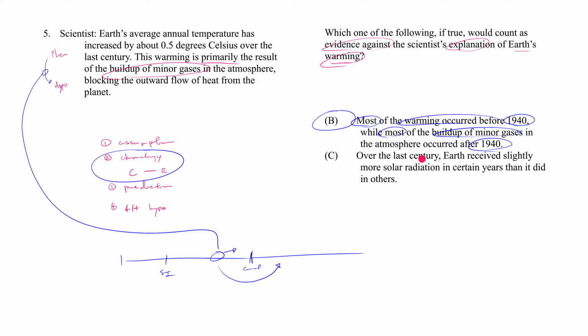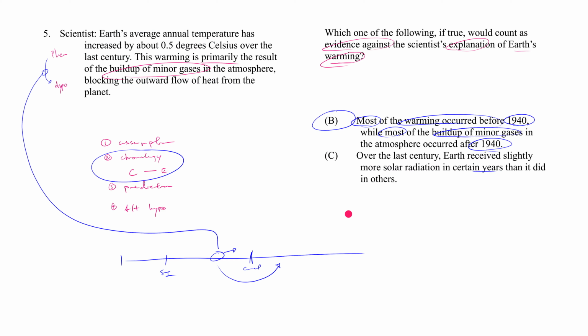C says, over the last century, Earth received slightly more solar radiation in certain years than it did in others. Doesn't this sound exactly like an alternate hypothesis? Doesn't this also work? Aren't we saying, wait, hold on. Why are you saying it's the buildup of minor gases that caused global warming? Couldn't it just be the sun got hotter? We got more solar radiation. That's what caused this temperature increase, the phenomenon that we're trying to explain.